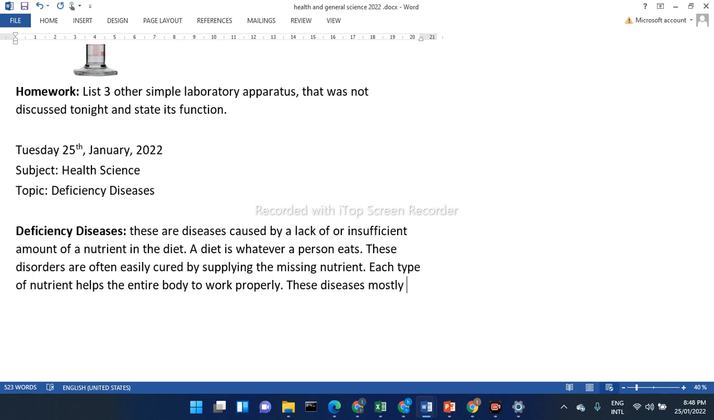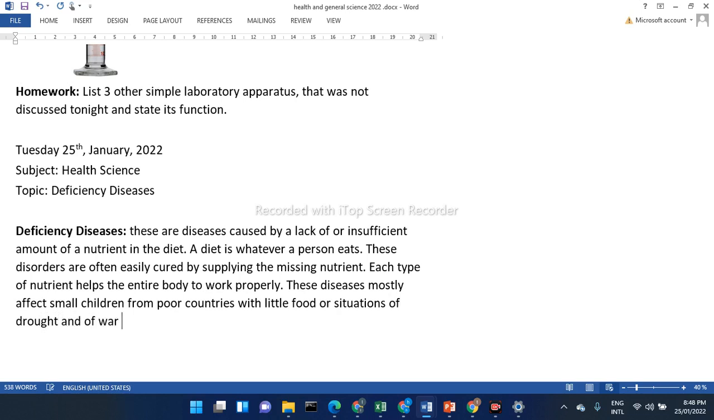So these diseases mostly affect small children from poor countries with little food, or situations. You may have a rich country where people are deficient because a disaster could happen, or situations of drought and of war, okay?